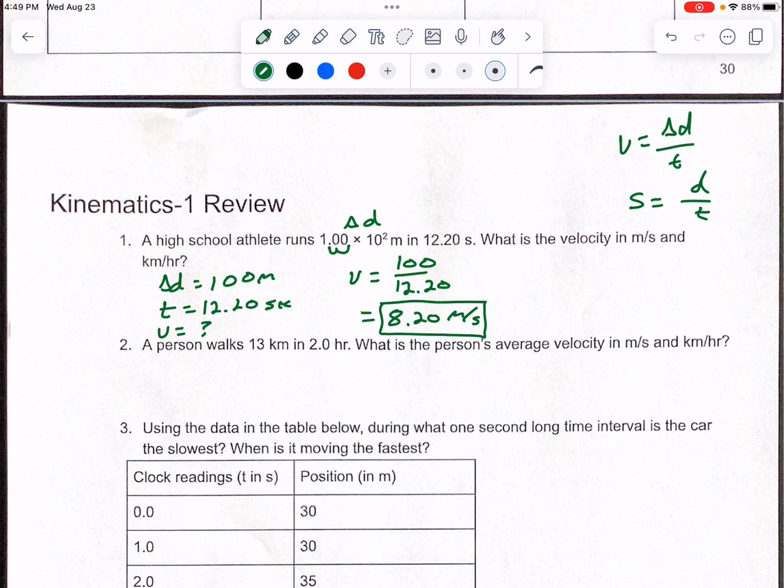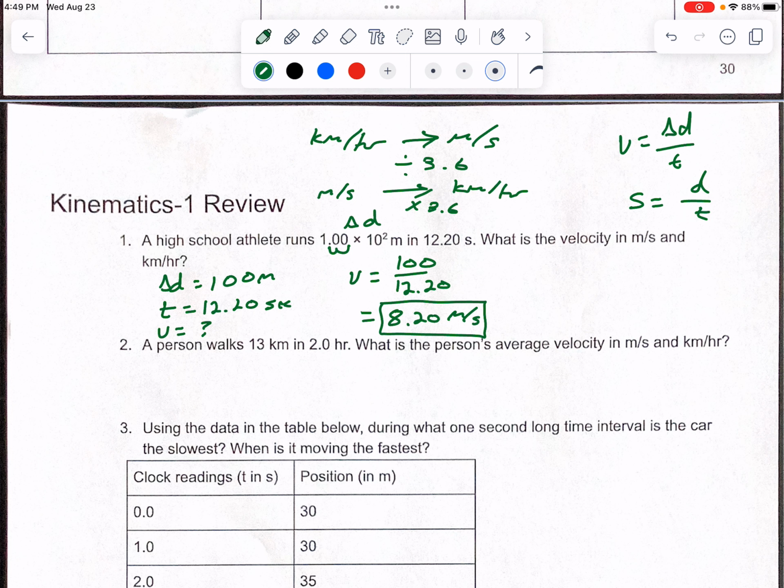Now I want to know it in kilometers per hour. So we have our conversions. When you're going from kilometers per hour to meters per second, the way I remember that is if you want to go from an hour to a second, you're getting to something smaller, so you're going to divide by 3.6. Versus if I want to go the other way, from meters per second to kilometers per hour, I would multiply it by 3.6.